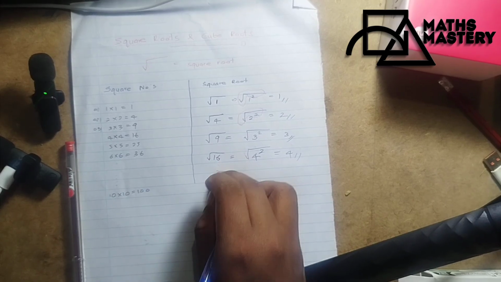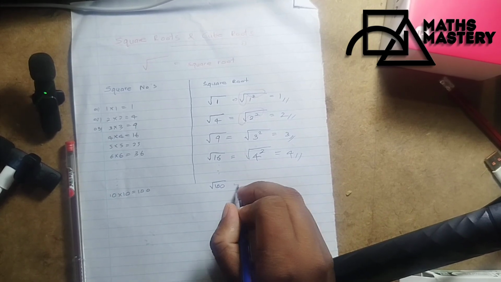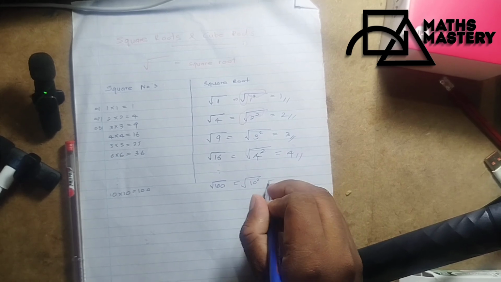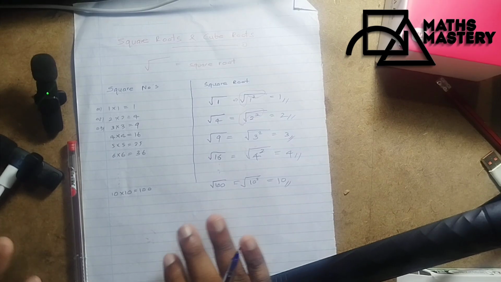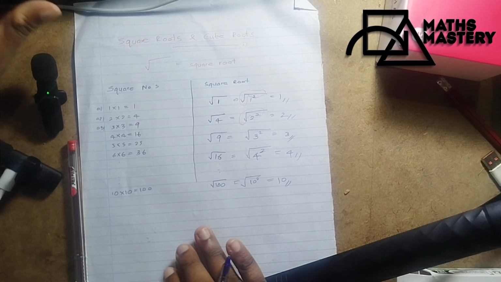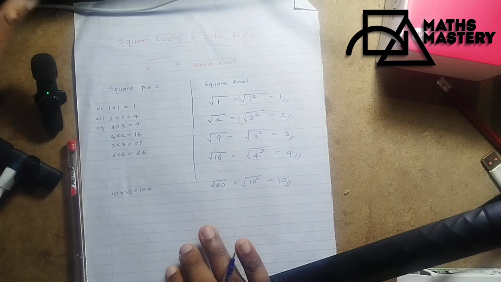Make sure you do this up to 100. Square root of 100 is what? It is the square root of 10 square. The square and square root cancel and you get the answer 10. This is the so-called square roots. Hope you understand.